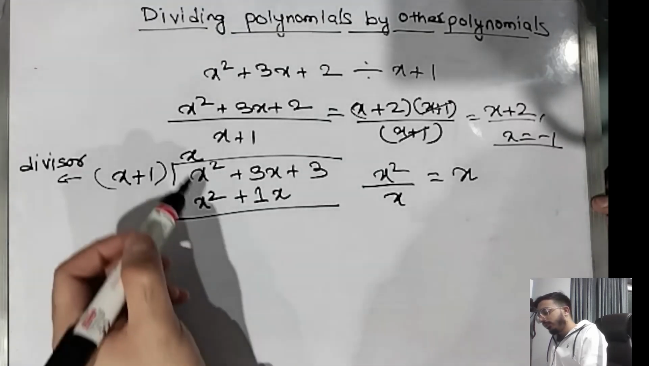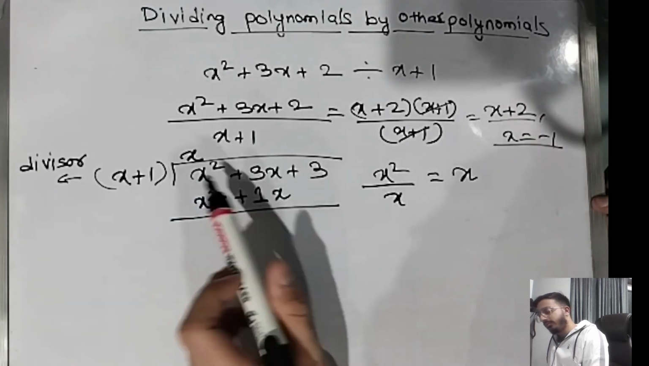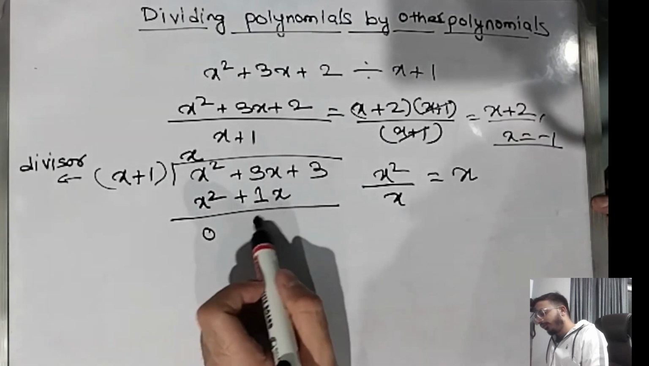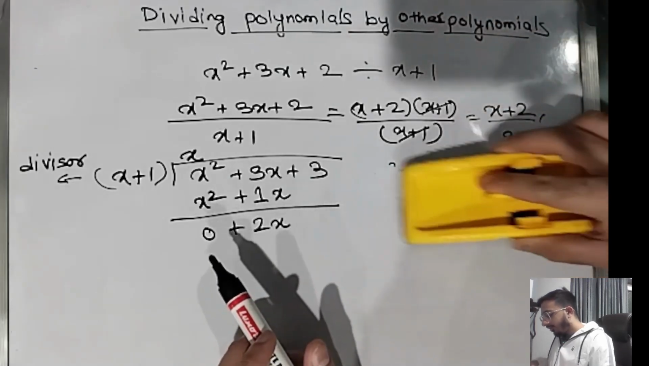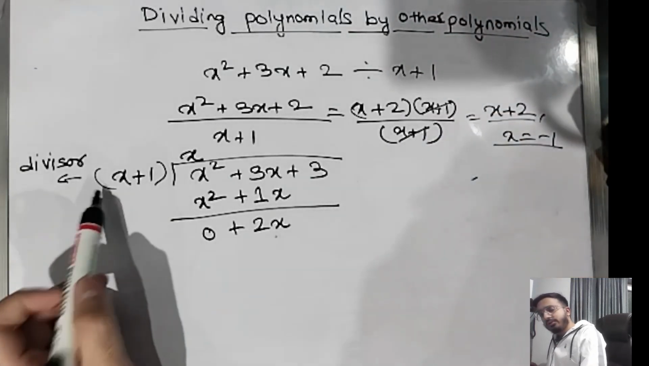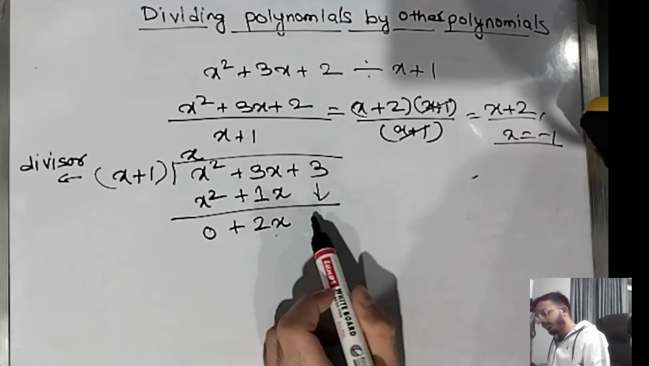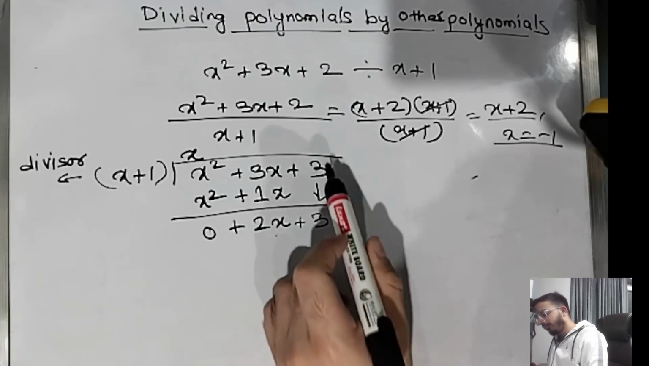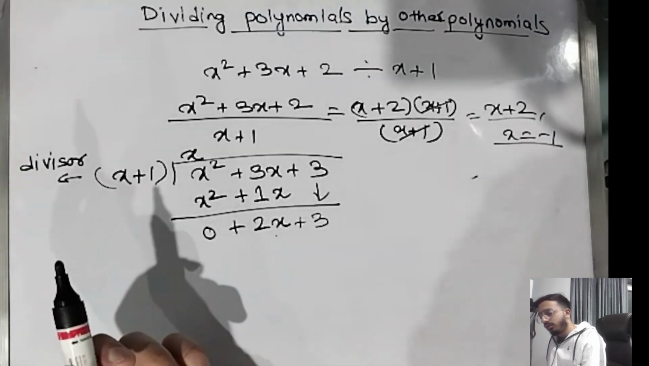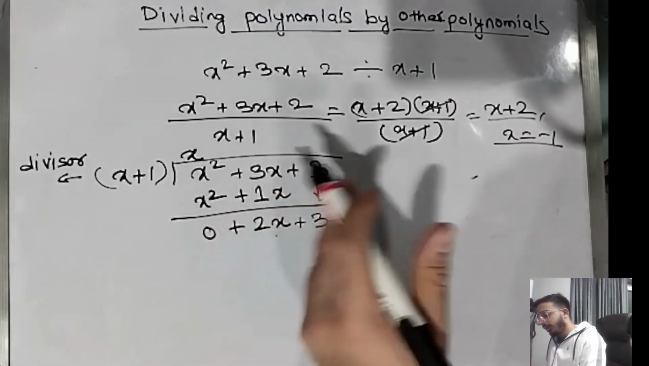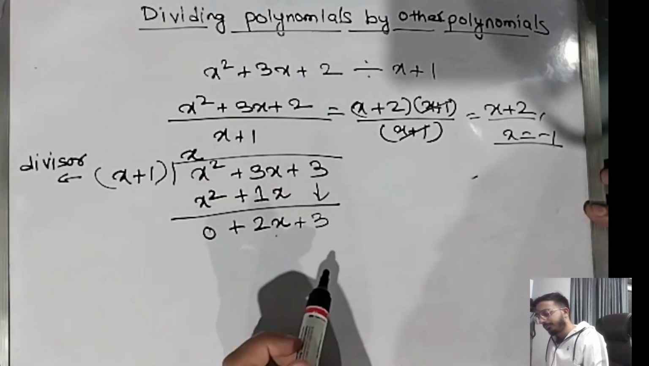Now what do we do? We subtract both the terms. These two terms and these two terms we subtract. We get 0 here and we get 2x here. The next step is to now divide this remainder with the divisor after bringing this additional term down. Okay, so we bring this 3 down. It is very similar to the way we used to do the normal long division, right? We used to bring the additional term down and then we divide the divisor again with the remainder. So it's the same over here.